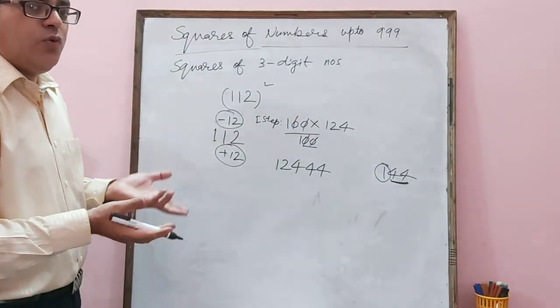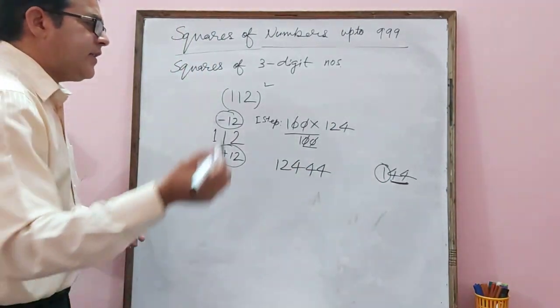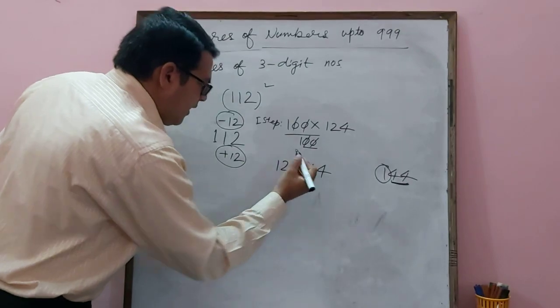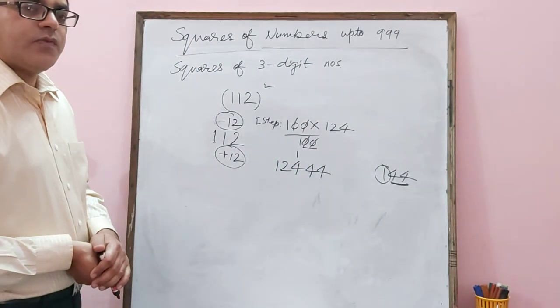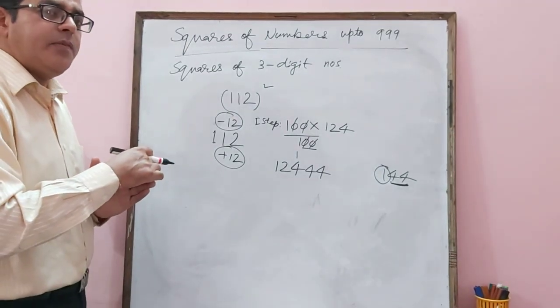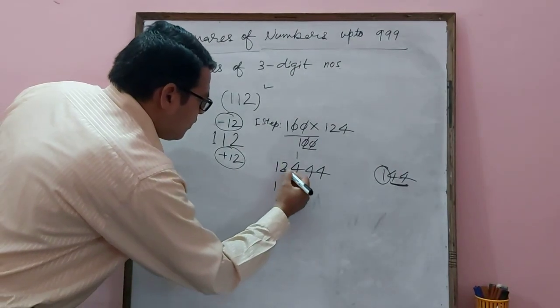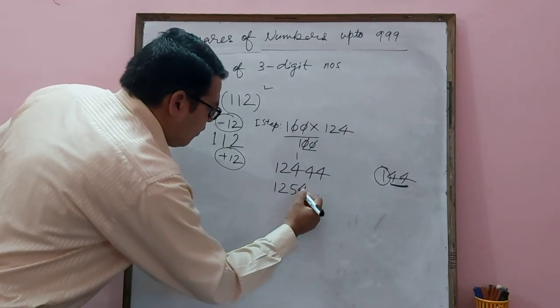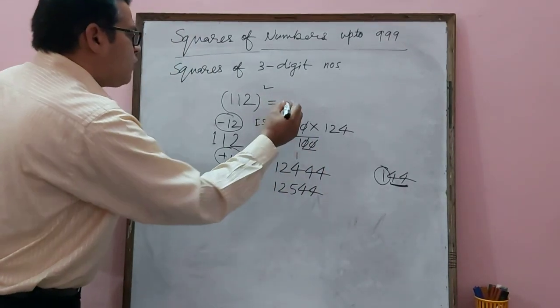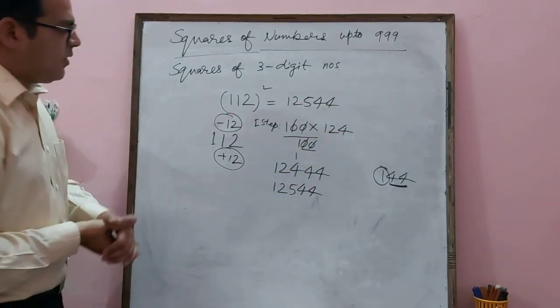So what to do with this 1? We can take this 1 as a carry and we will write it here. It means we have to add that carry to the previous digit, that is this 4. So what do we have finally? 1, 2, then 4 and 1, 5, 4 and 4. So the square of this 112 is 12544. This is very interesting, very simple.